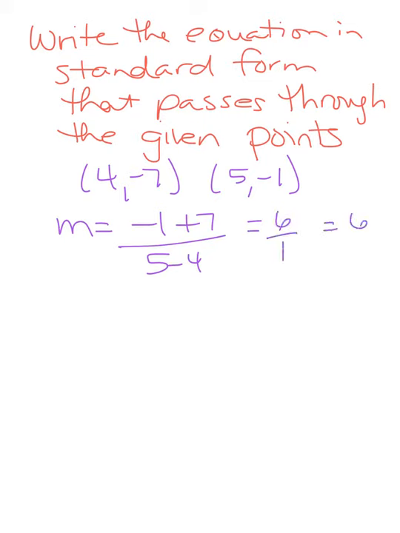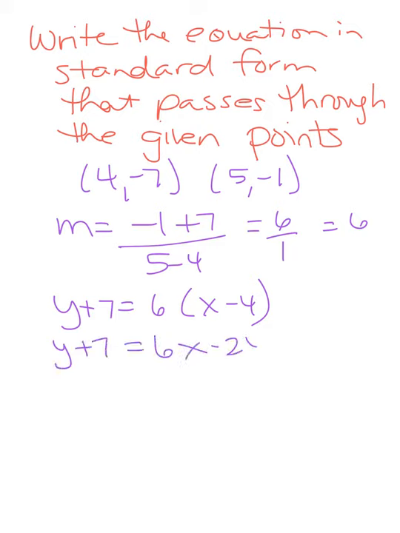Now to use point-slope form, I can use either point, doesn't matter. I'll use the first one. So I have y plus 7 is equal to 6 times the quantity of x minus 4. Again, I have to distribute to get rid of my parentheses, so I have y plus 7 is equal to 6x minus 24.